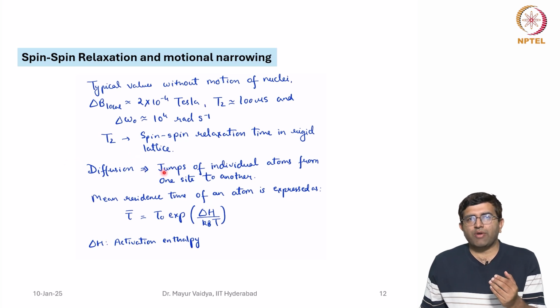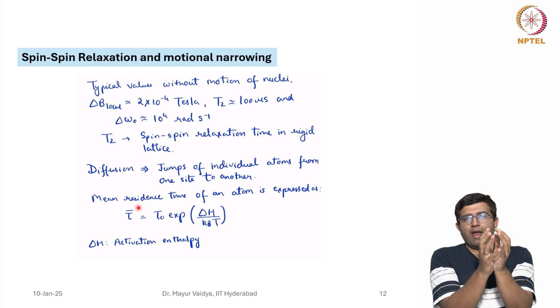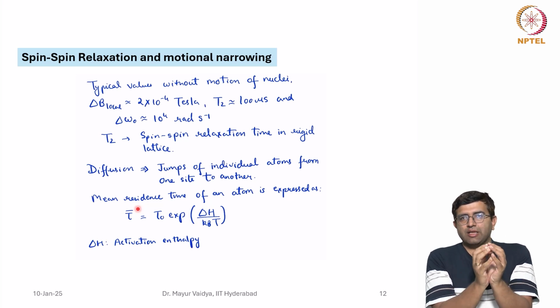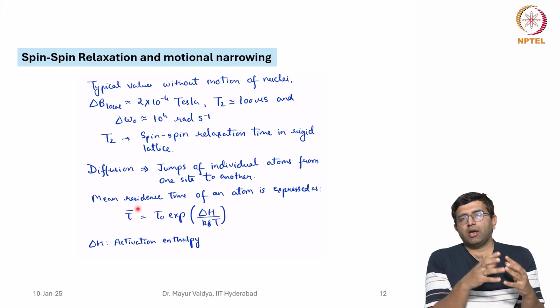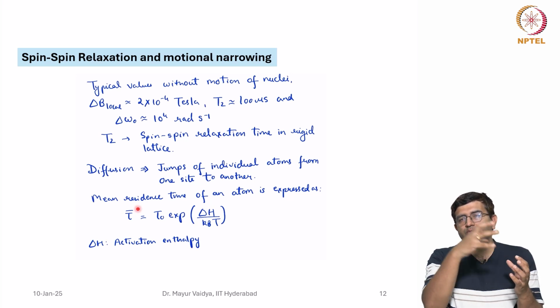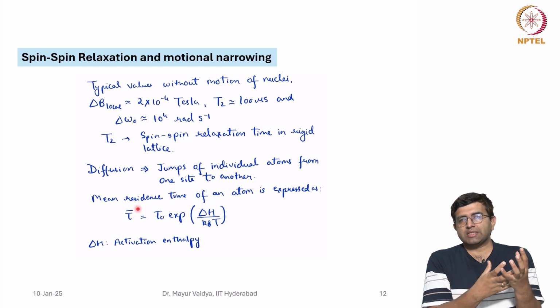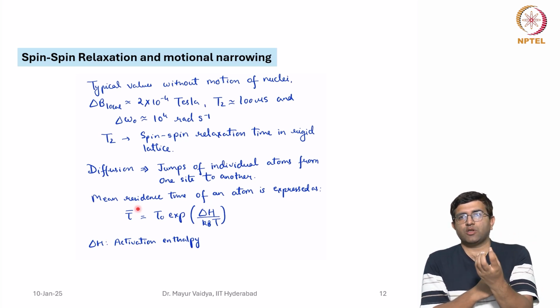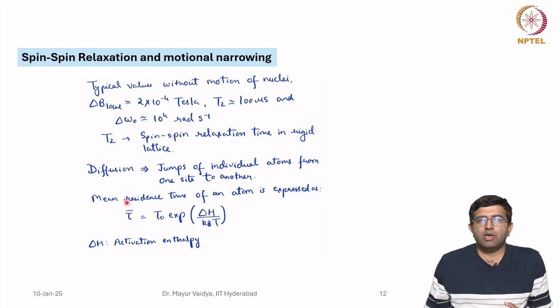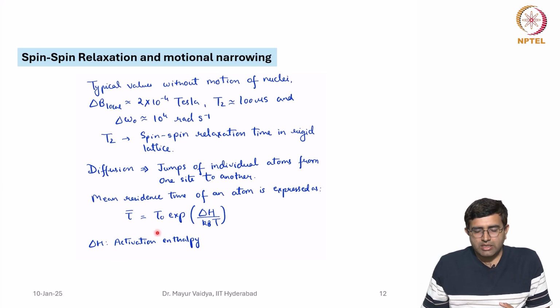When diffusion of atoms occurs, the jumps of individual atoms from one site to another are involved. That means the mean residence time of an atom. If it is a rigid lattice, then the atom stays on a particular lattice site itself. But when individual atoms jump from one site to another, then you talk about the mean residence time on a particular site, how long an atom stays on a particular site. And this time is often expressed as tau bar equal to tau naught into exponential of delta H by kBT, where delta H is the activation enthalpy.